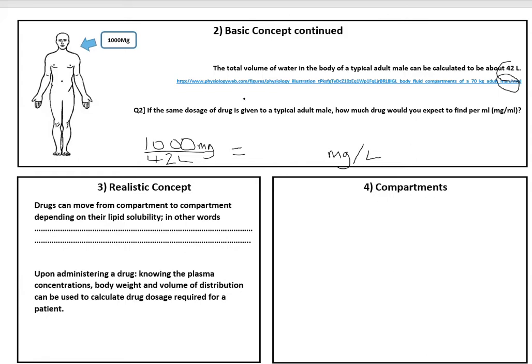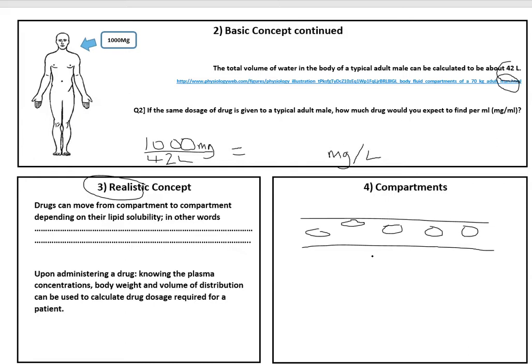So that's the basic concepts stepped up a little bit, but the problem is it's not realistic. It's not realistic because drugs can move from compartment to compartment depending on their lipid solubility. So if we have a blood vessel right here, and we have drug in it. If this drug was like oxygen and carbon dioxide and the things that we learned about in the first cell biology unit, it would be lipid soluble, and therefore we'd expect it to go from an area of high concentration to an area of low concentration.